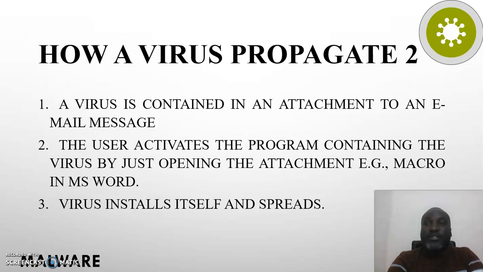The second way is the virus is contained in an attachment, let's say an email or an SMS message, and the user activates that program containing the virus by just opening the attachment. So you receive an email and there's an attachment with it. You decide to open the attachment, and the moment you open it, the virus will install itself and it will spread. So that's how the virus will propagate or spread.